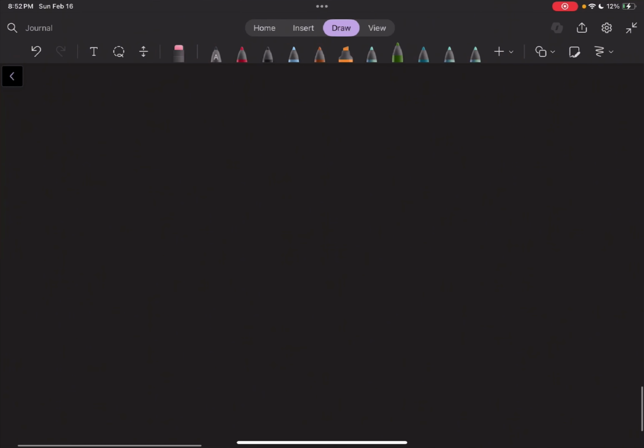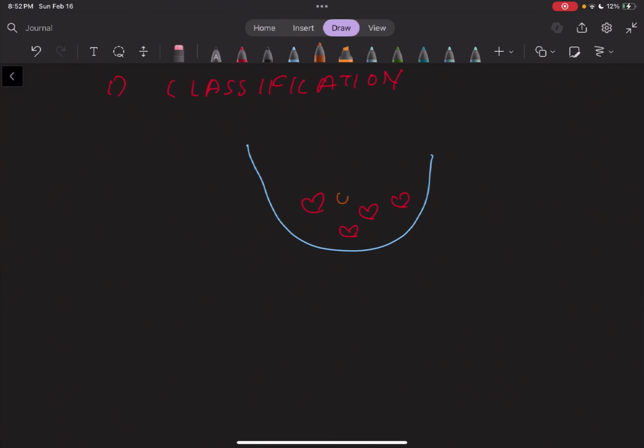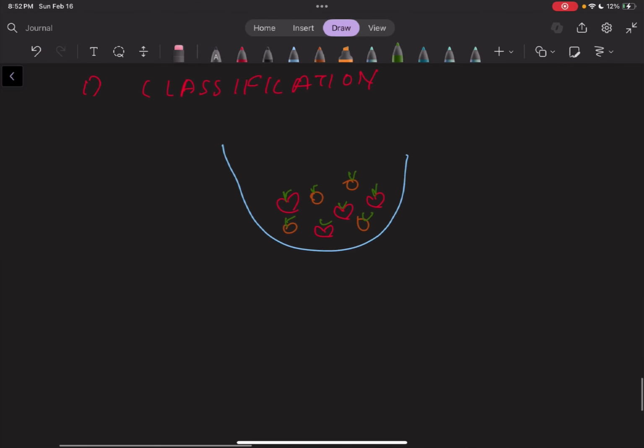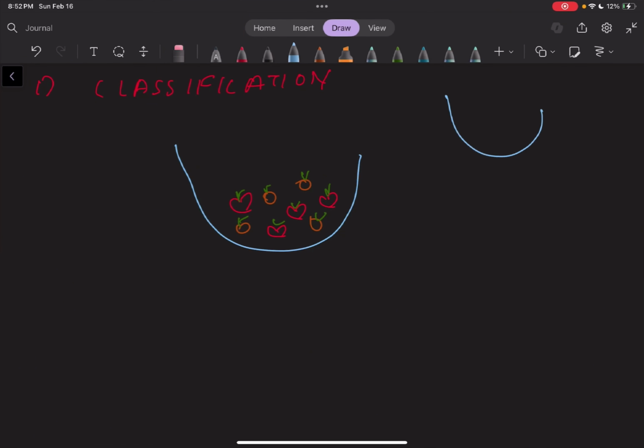So let's get started. I want to start with understanding what classification is. Imagine that you have a big basket of fruits, and in the basket some are apples and some are oranges. Your job is to sort them into two smaller baskets. This is your apple basket, and this is your orange basket.